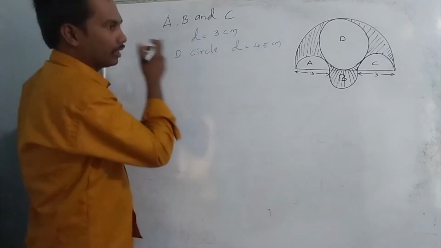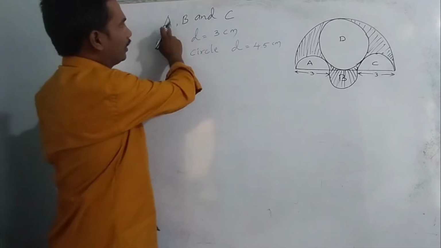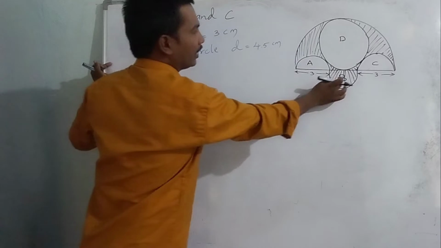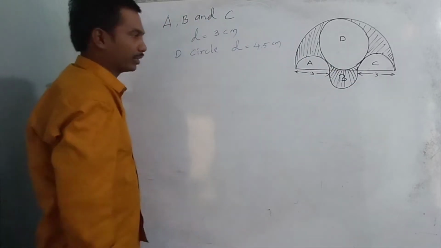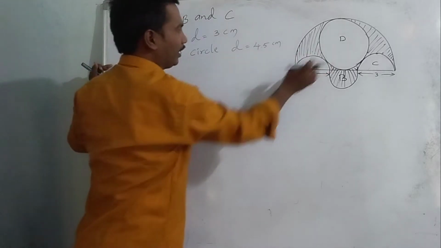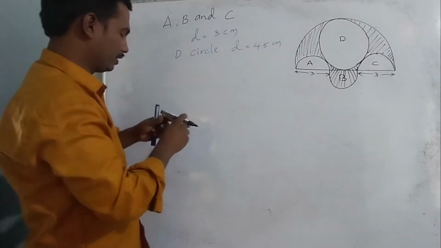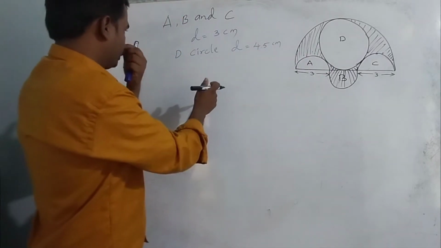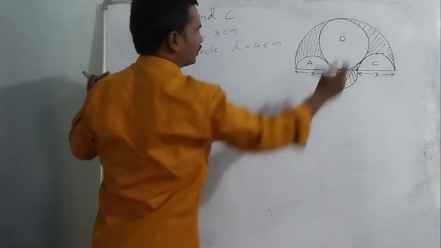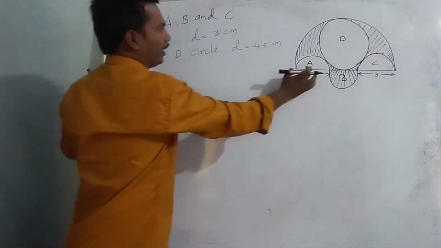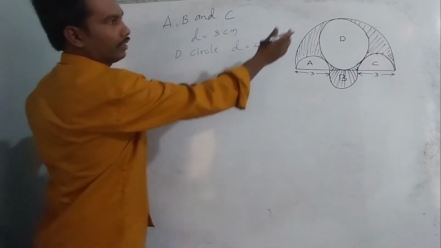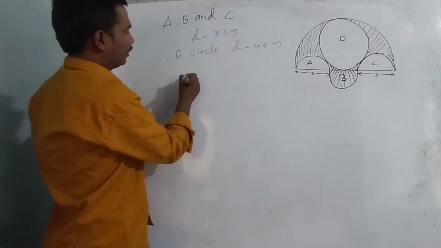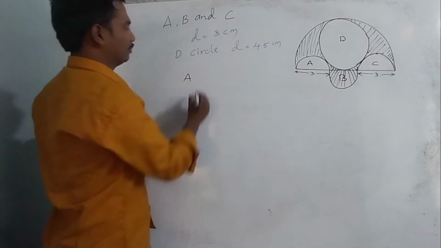So to find the area of the shaded region, first, A, B, C are three semicircles with diameter 3 centimeters, and circle D with 4.5 diameter. Now, to find the area of the shaded region, first find out the area of the three semicircles and the area of circle D. First, the area of A semicircle.